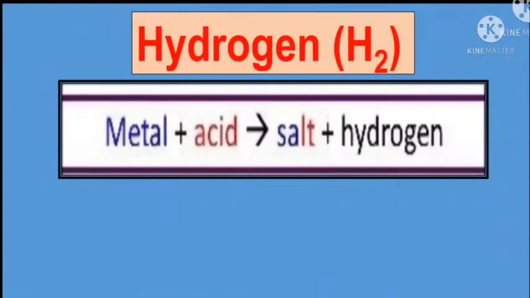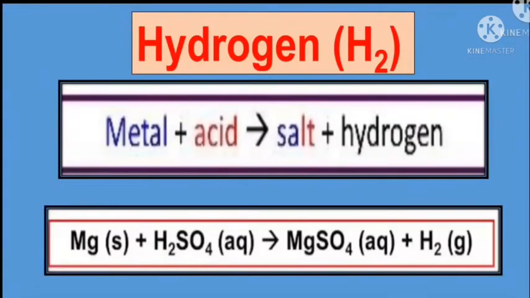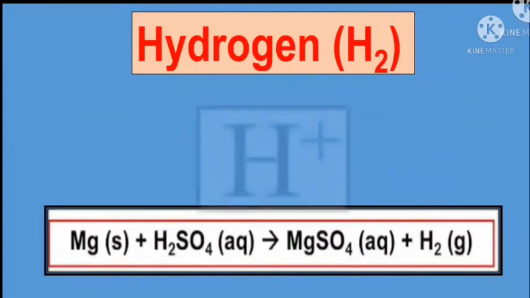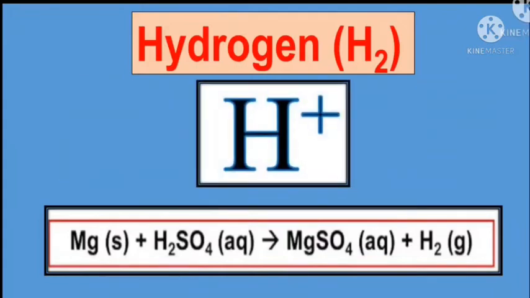Let's start with hydrogen. When active metal reacts with dilute acid, salt and hydrogen gas is produced. For example, in this reaction, magnesium reacts with aqueous sulfuric acid to produce magnesium sulfate and hydrogen gas. Formation of hydrogen gas confirms the presence of hydrogen ion.